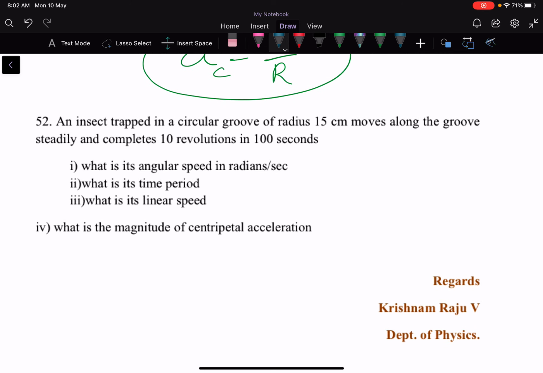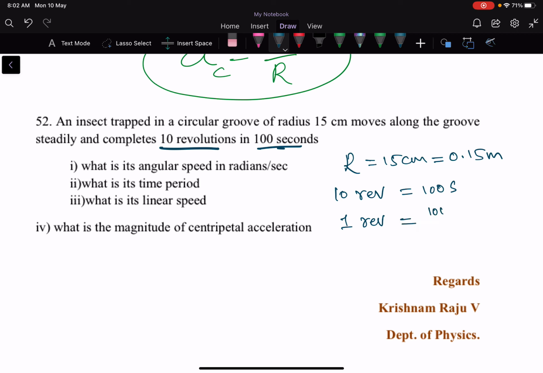Okay, an insect trapped in a circular groove of radius equal to 15 centimeters, that is 0.15 meters, moves along the groove steadily and completes 10 revolutions in 100 seconds. So for 10 revolutions, the time taken is 100 seconds. For one revolution, the time taken is 100 by 10 seconds, that is 10 seconds. So the time taken to complete one revolution is how much? 10 seconds. What is the angular speed?